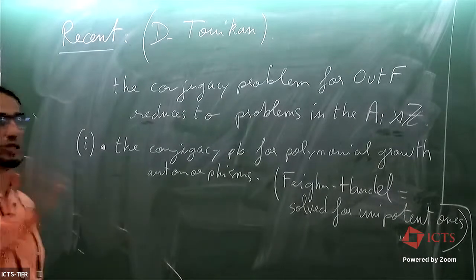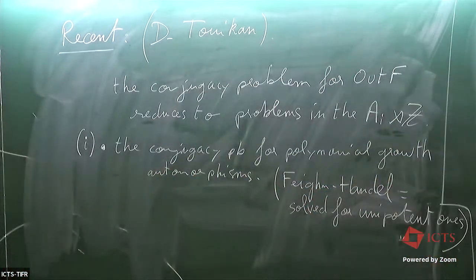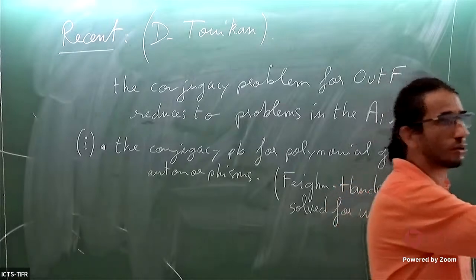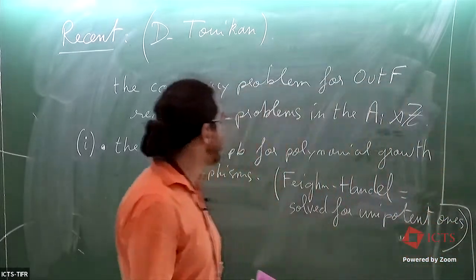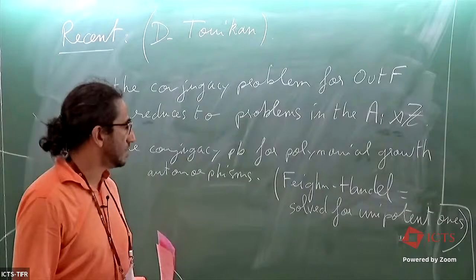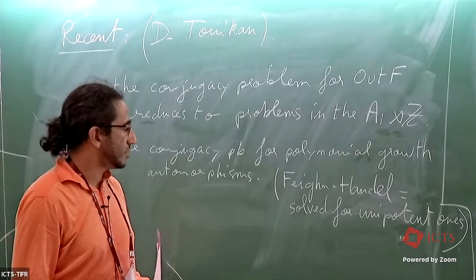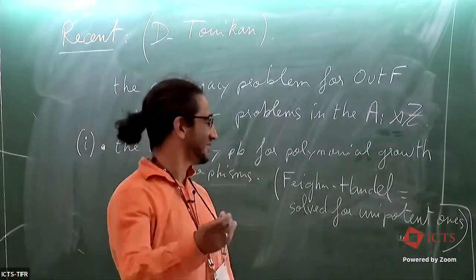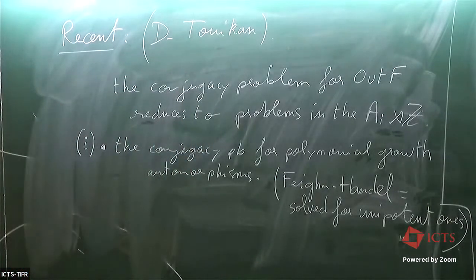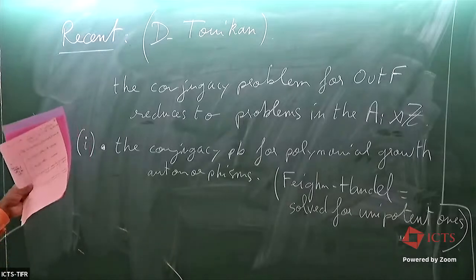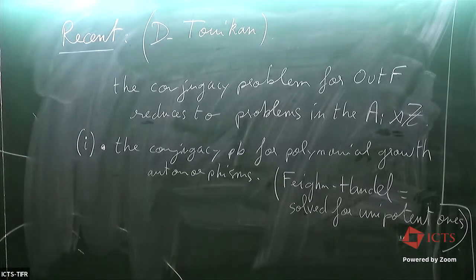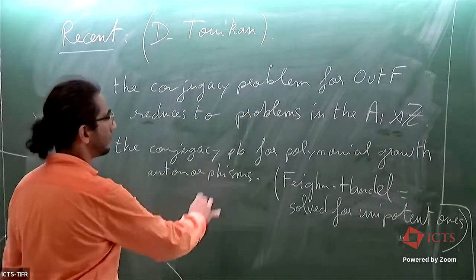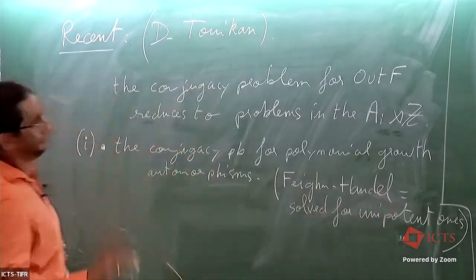An automorphism is unipotent if its image in GL(n,Z), so the abelianization image in GL(n,Z), is trigonalizable, unipotent. So that's a matrix property. Every polynomial growth automorphism has a power that is unipotent.